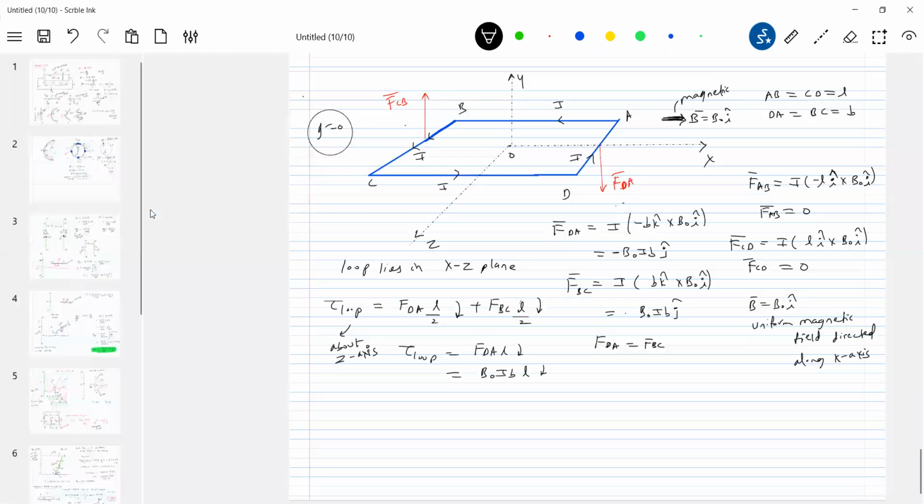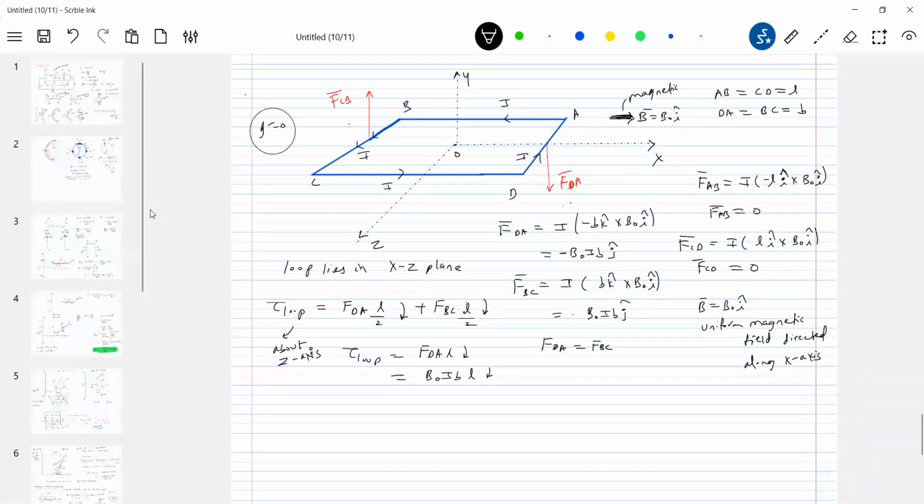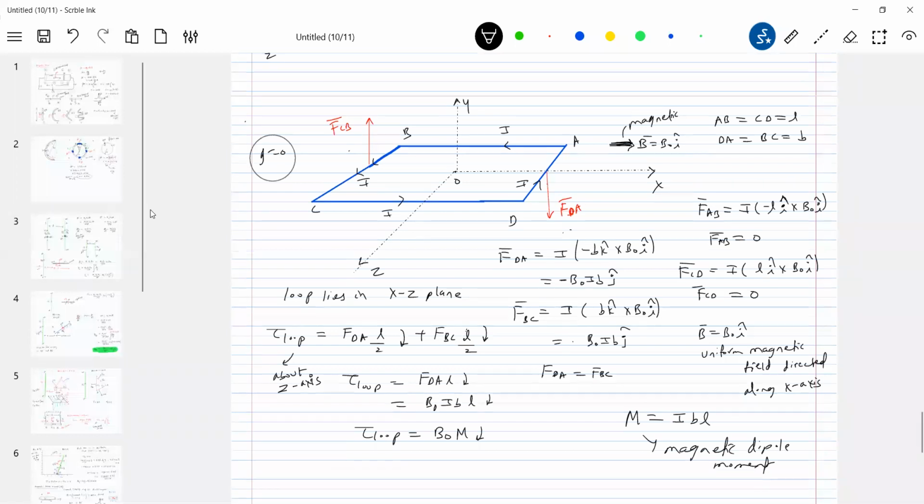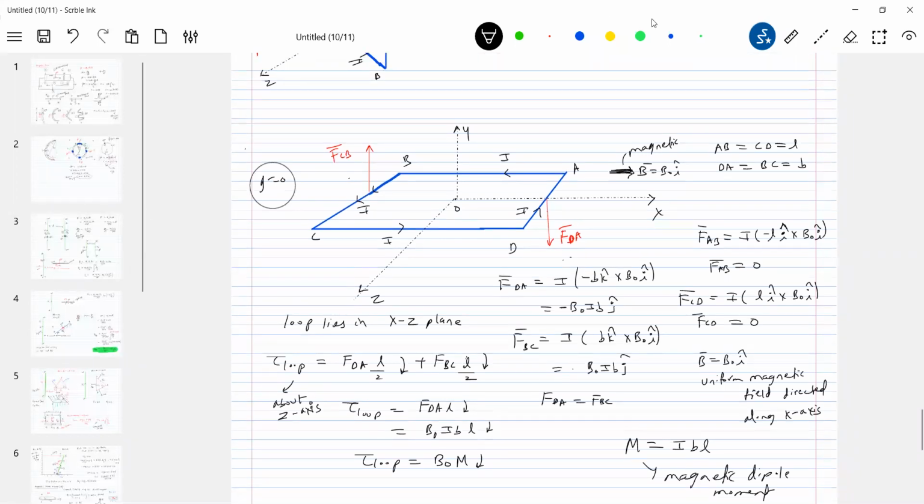Can we bring dipole moment into the picture? So what is the magnetic dipole moment? Current into B into L. So therefore the torque acting on the loop is equal to B naught, I'll write it as M. Okay, that's only B, no? B naught. So look at M bar. Now we are in a better position. Can we say anything about M bar? M bar will be directed along the y-axis.